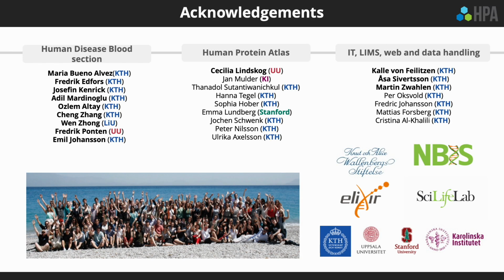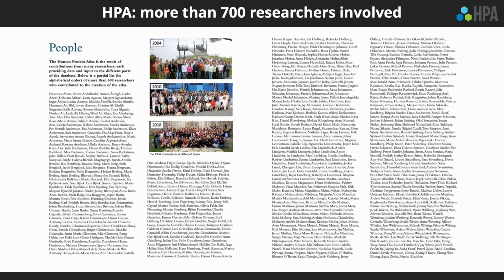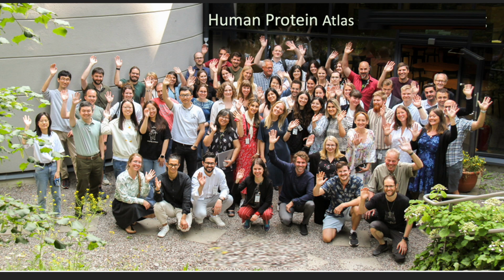There's a lot of people that have been involved in this. This is just some of the senior people on this slide, but actually it's been more than 700 researchers involved in this. Most of these have not been paid by HPA. They have just participated by their own will, and we are of course very grateful for all of these people. So this is just a picture of the Human Protein Atlas.